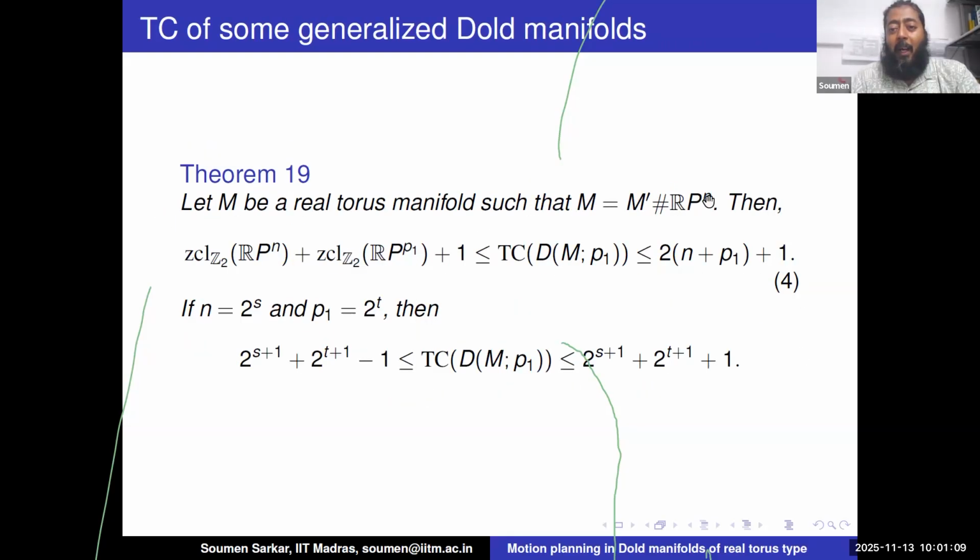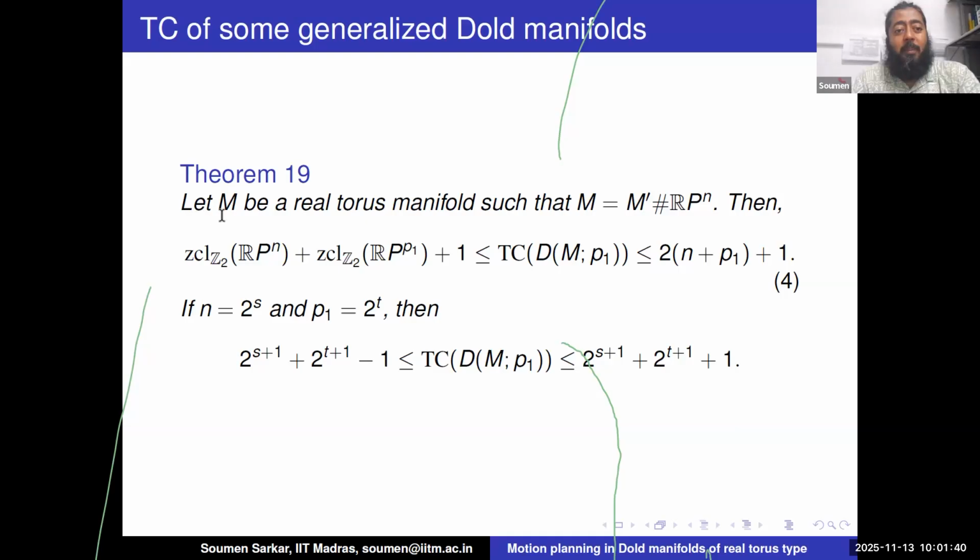So RP^n, I mean, real n-dimensional real projective space, is also a small cover. Now, if we have a small cover M, which can be written as a connected sum of two small covers, one of which is RP^n, then we can have this nice lower bound and upper bound, which looks like a very tight bound. But in general, we don't know how much we can have.